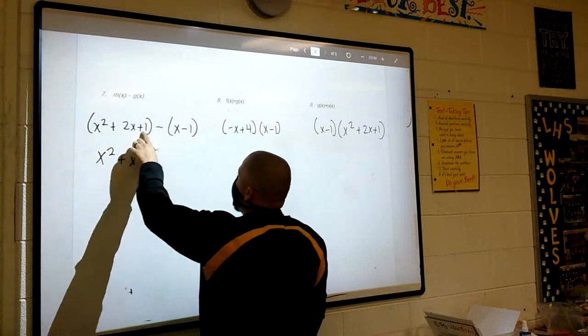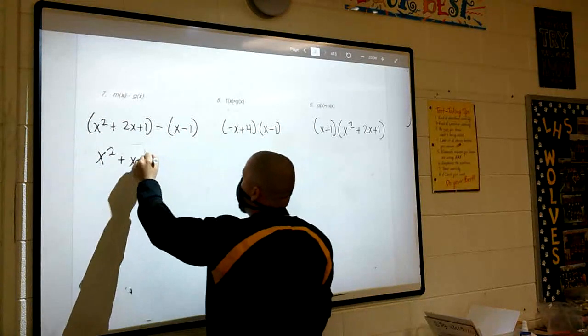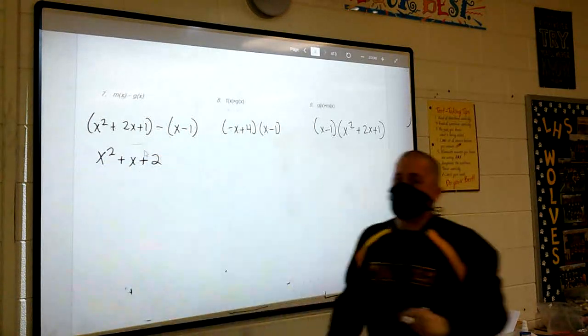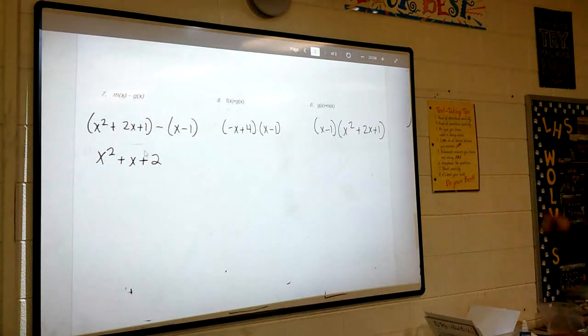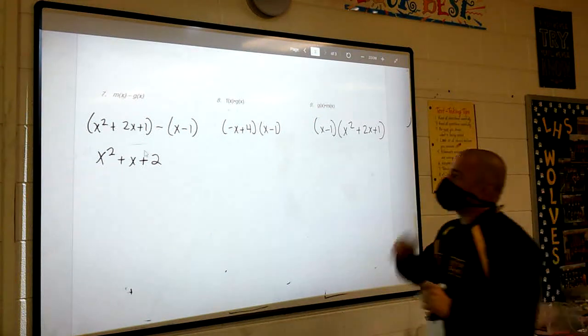And we have 1 minus negative 1, that leaves us with a positive 2. A lot of people miss that. You have to read the sign as it goes. 1 minus negative 1.